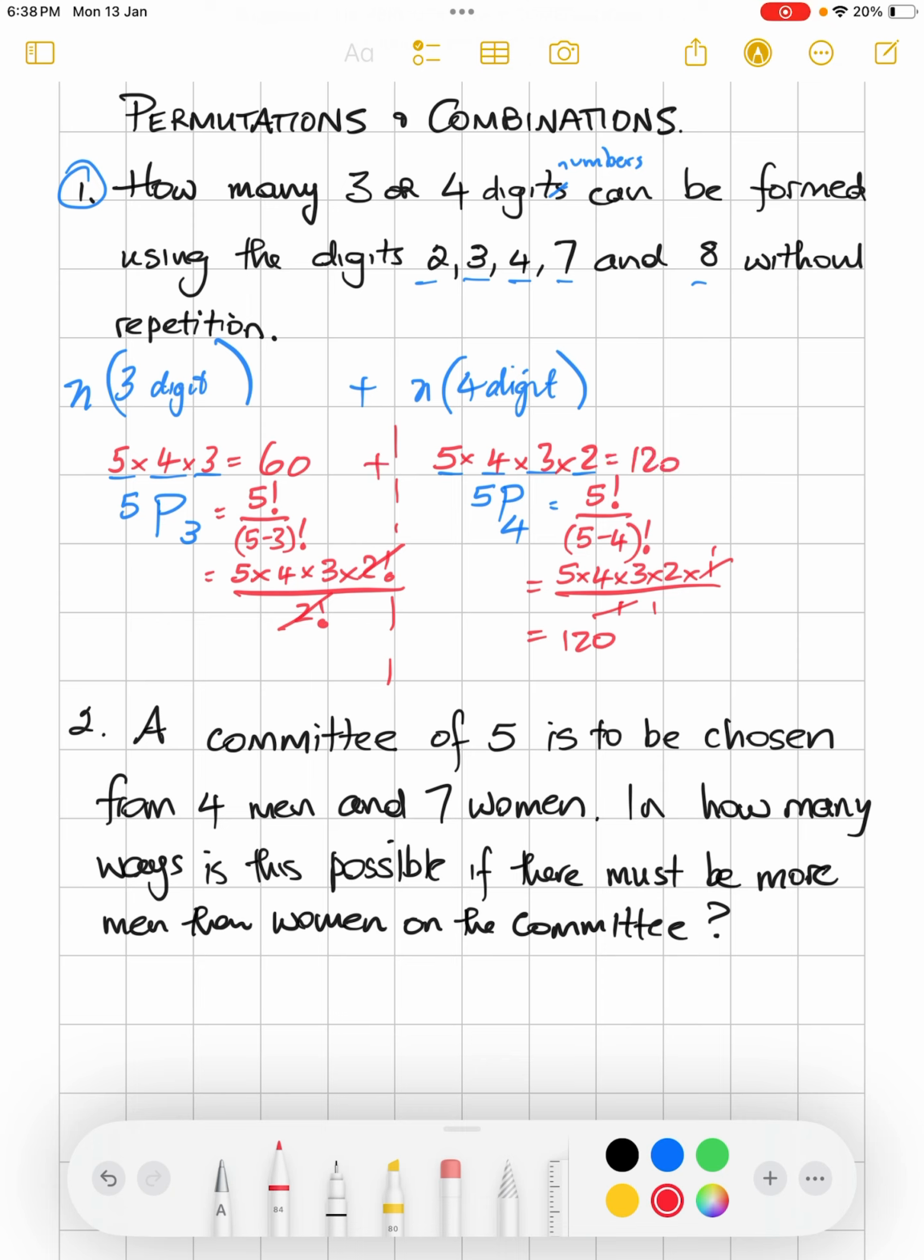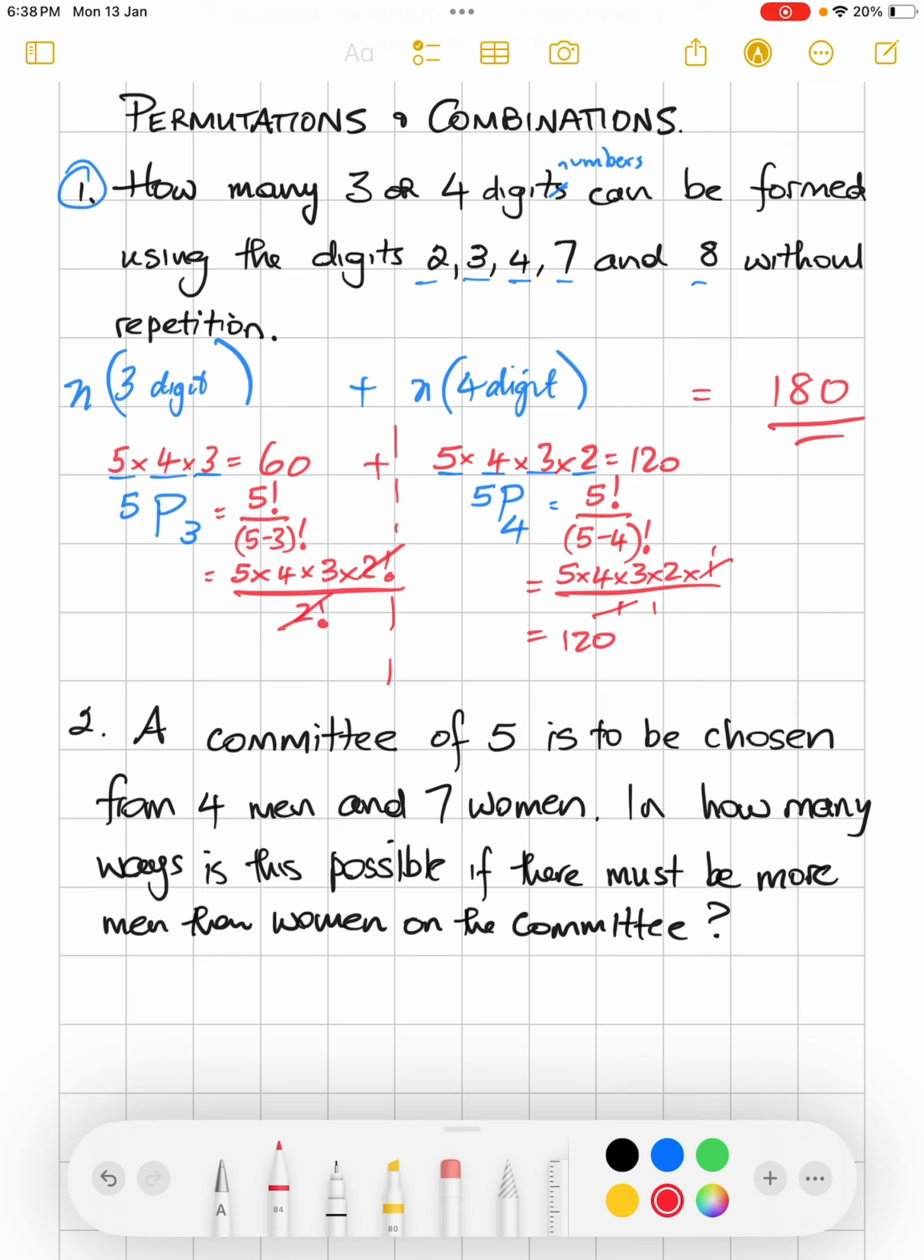We add those together, 60 plus 120 equals 180. That's the answer for part 1. There are 180 different 3 or 4 digit numbers. Let's look at question 2.